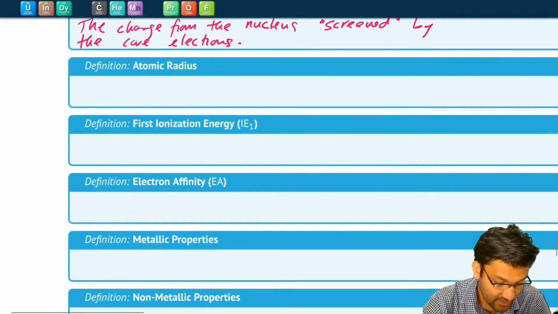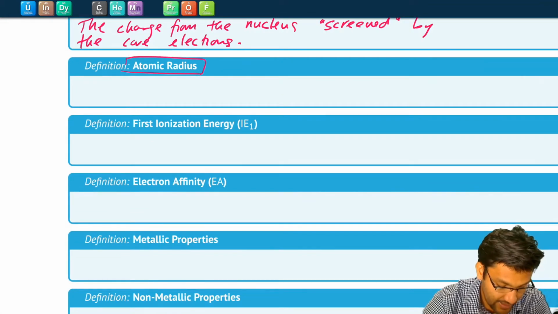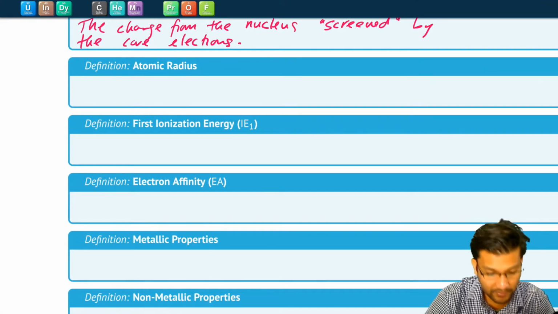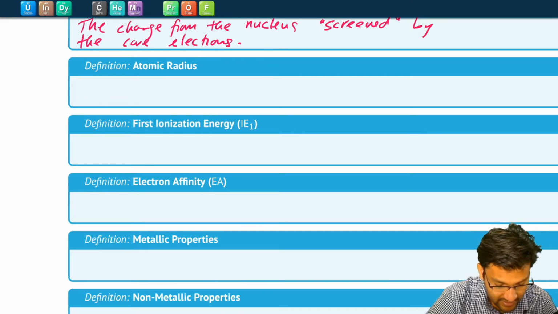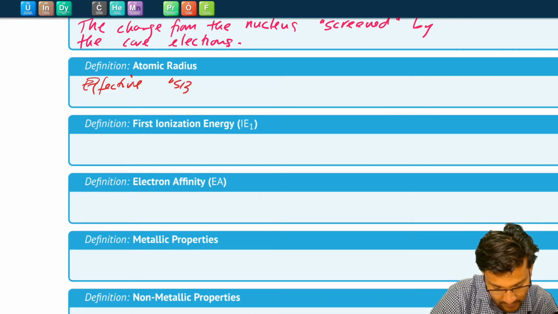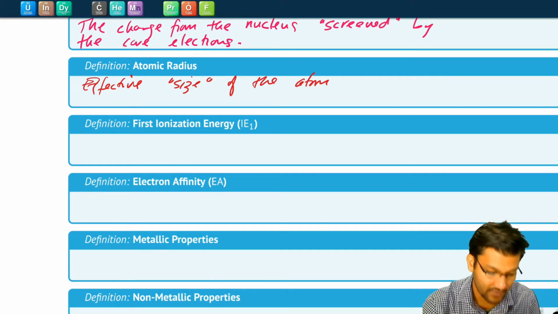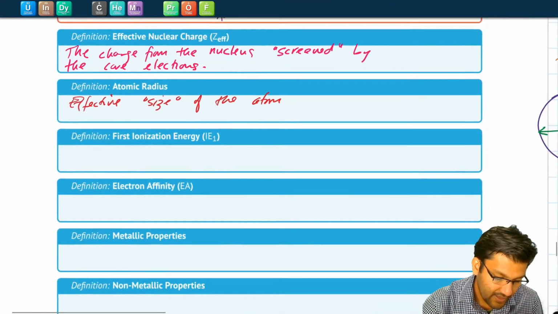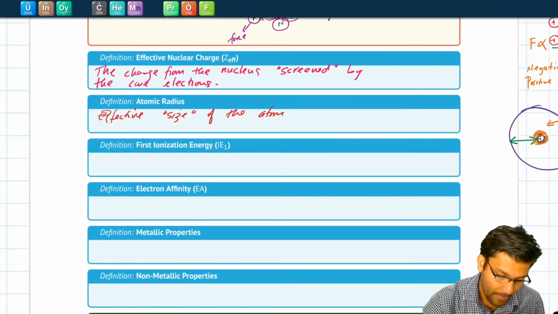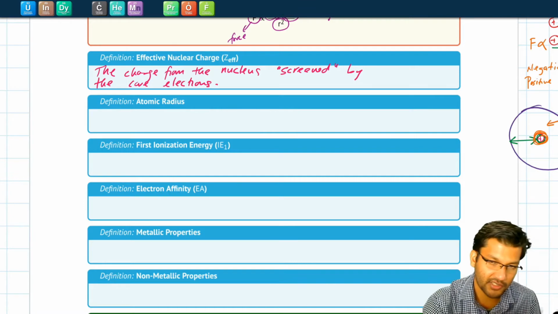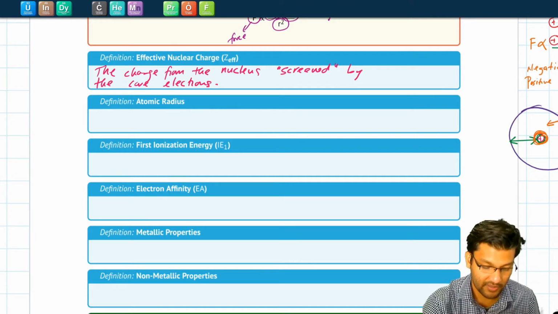So the first thing we're going to talk about is atomic radius, or sometimes called the covalent radius of the atom. And this is simply the effective size of the atom, right? A radius is just a way to measure the size of the atom. All right, well, let's see how the size of the atom changes as we go along the periodic table.